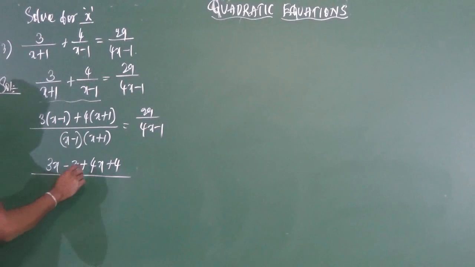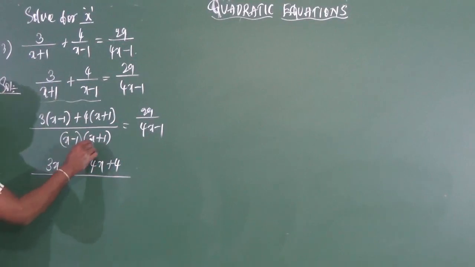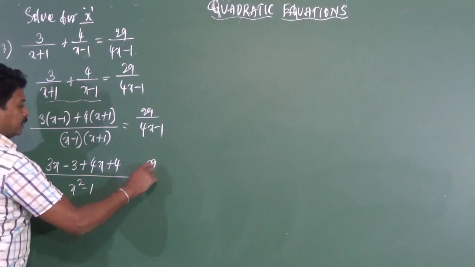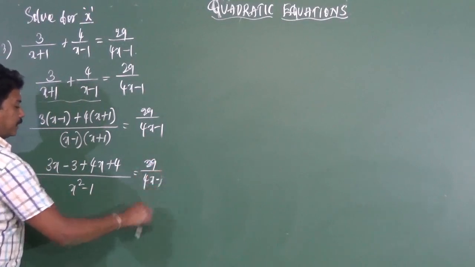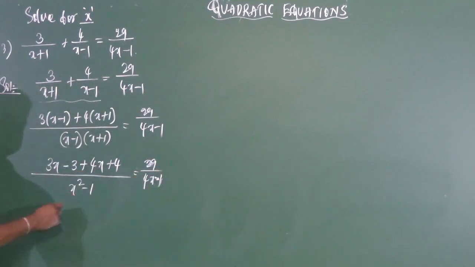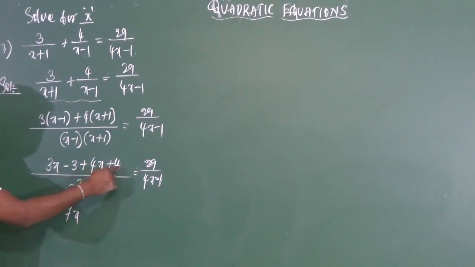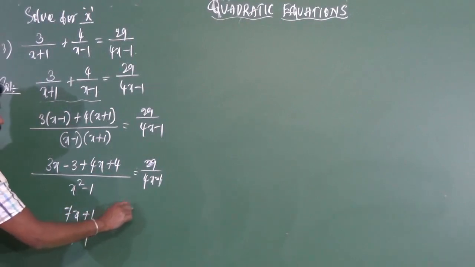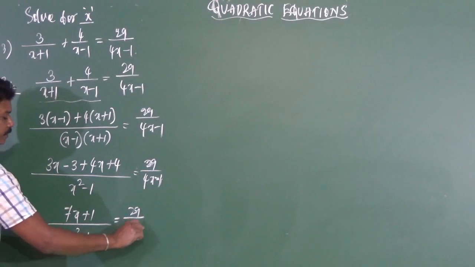Okay, so I hope you are guessing something here. Can you identify the identity which can be applied here? Yes, it is (a plus b) into (a minus b), which can be written as x square minus 1 square. So 1 square is 1. Okay, so 29 by 4x minus 1. Let us simplify this. So 3x plus 4x is 7x, minus 3 plus 4 is plus 1, by x square minus 1, is equal to 29 by 4x minus 1.